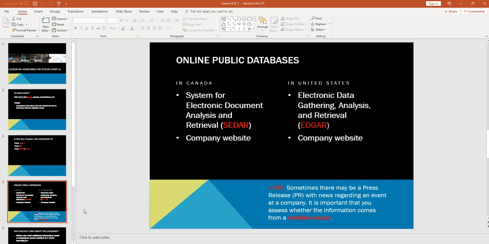And before we actually get to that, I'll let you guys know that in Canada, the public has access to the databases which these companies have to file and have online, so that people like myself and you guys can all have access to them. So in Canada, it's known as Cedar. I hope that's how I pronounce it. And in the States, it's Edgar.